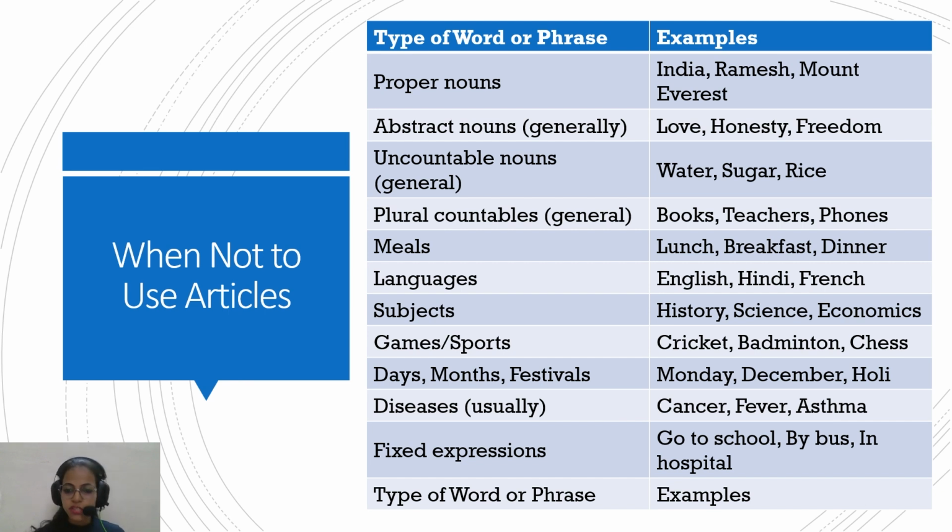Same with the subjects: history, science, economics. We do not use an article before them. Games or sports: cricket, badminton, chess. Diseases: usually when talking about diseases, we do not use articles before them. Cancer, fever, asthma. Fixed expressions: go to school, by bus, in hospital. Again, these are also not preceded by articles. Okay.